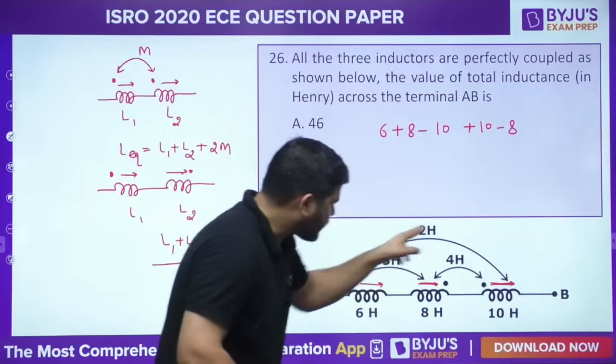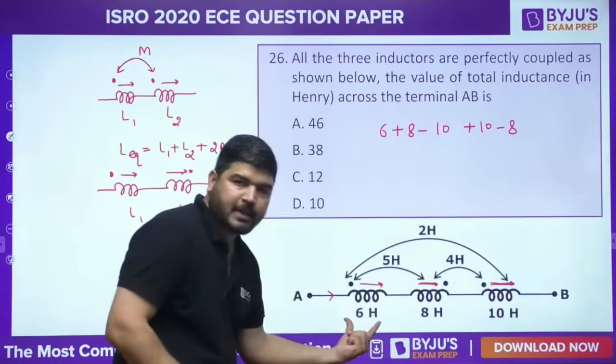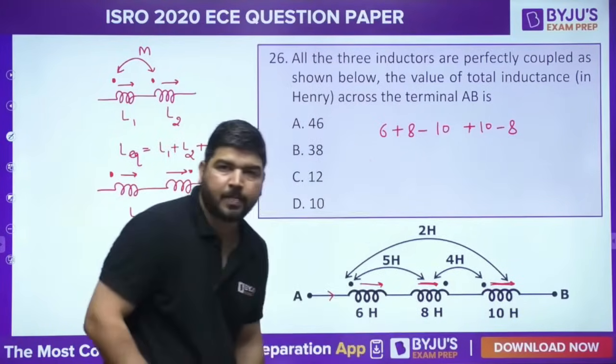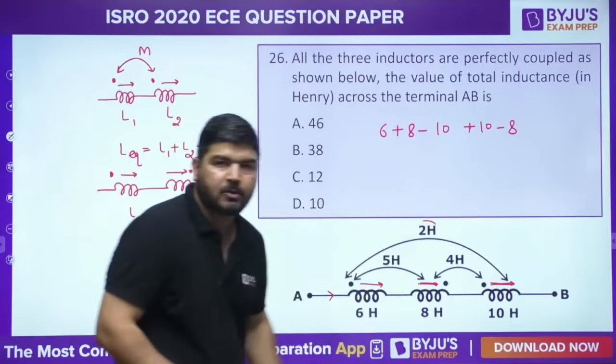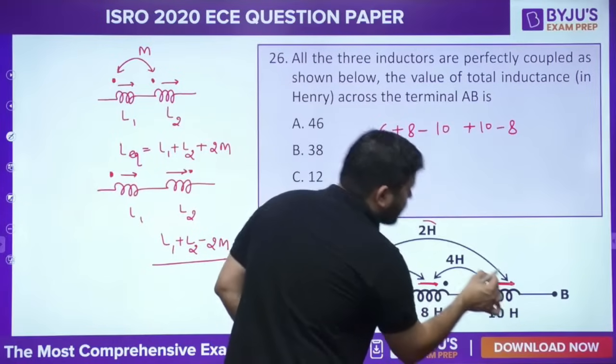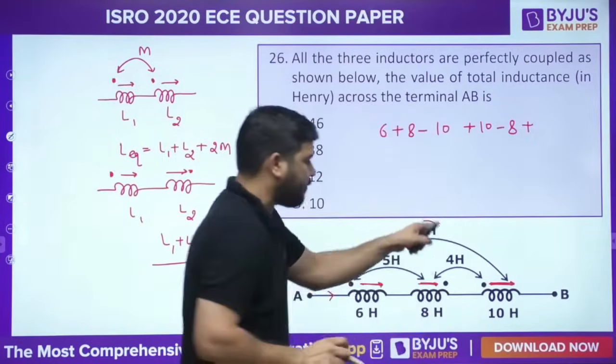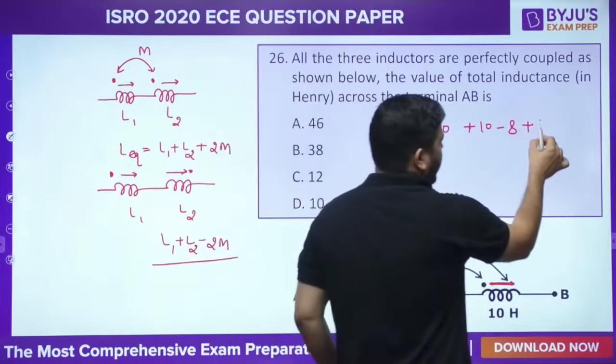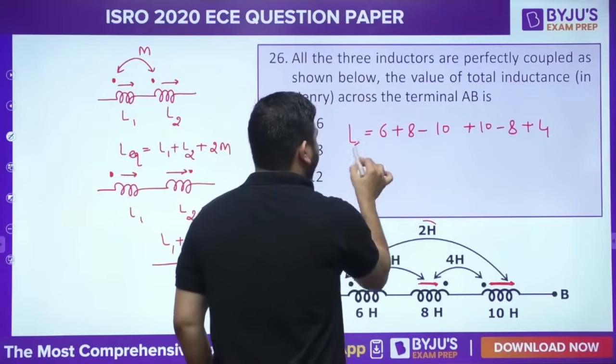Now you have to come to these two coils. So 6 is already taken, 10 is already taken. The only thing is this mutual inductance is not considered. And we know that from this dot current is leaving, from this dot also the current is leaving. So you have to write plus 2M plus 4. Okay, so this is my L equivalent.